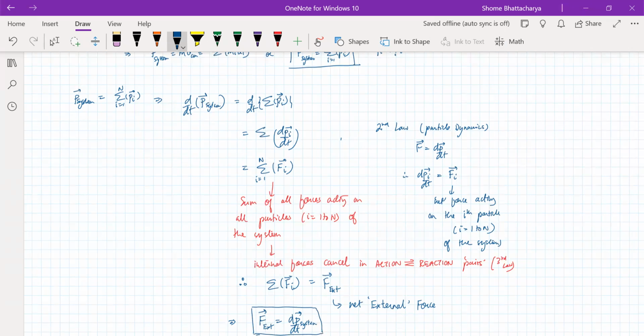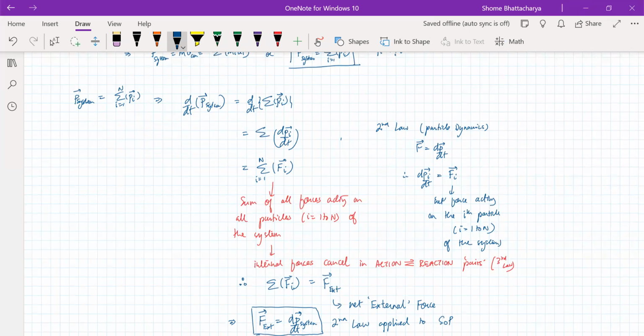For an individual particle, we said net force is equal to rate of change of momentum. For a system, it becomes net external force equals the rate of change of momentum for the system. So this is Newton's second law applied to a system of particles.